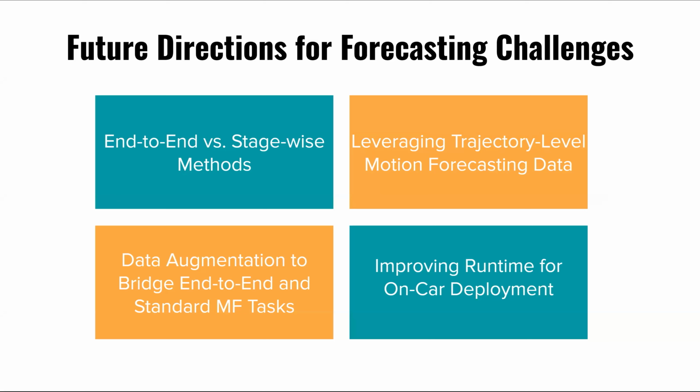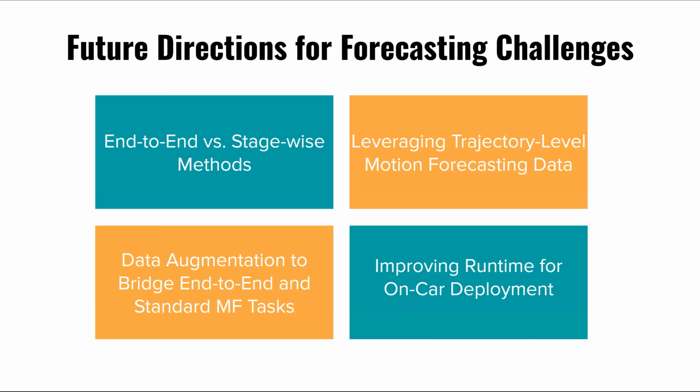We also see that there is a lot of scope for leveraging trajectory level motion forecasting data within the end-to-end forecasting challenge. So the winner of this year's forecasting task, Vallejo Forecast, demonstrated that you can pre-train on 1,300 hours of motion forecasting data. And they're only able to do this because they're a stage-wise approach.